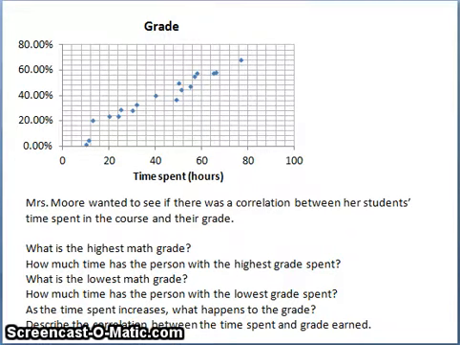What is the highest math grade? So what you want to look at here is, you can see that this is time spent in hours. This y-axis here is your grade, percentage of the grade. So what is the highest math grade? You want to find whoever is the highest of all the grades, right here. This person here has the highest grade, and we want to see it's practically on this line.